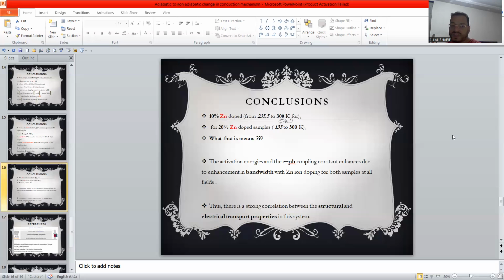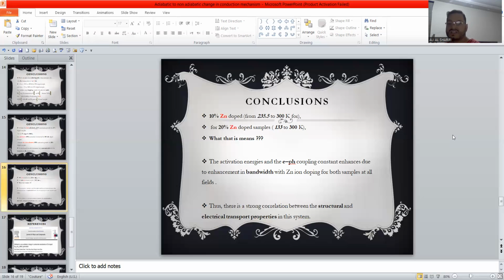Maybe if they increase the concentration of zinc, the temperature would approximately start from 0 to 3 Kelvin. That means some relation between the concentration of the dopant and the temperature period. The activation energies and the electron-phonon coupling constant are enhanced due to the enhancement in the bandwidth with the zinc ion doping for both samples at all fields.